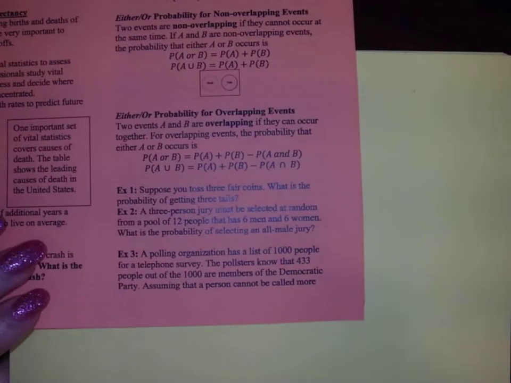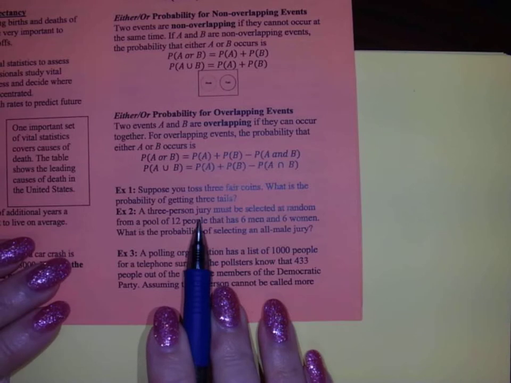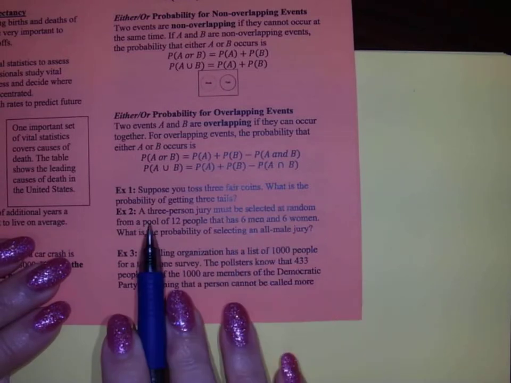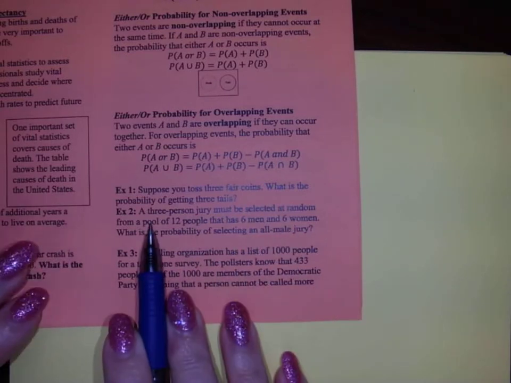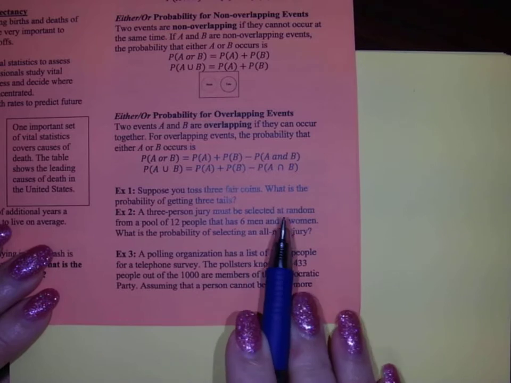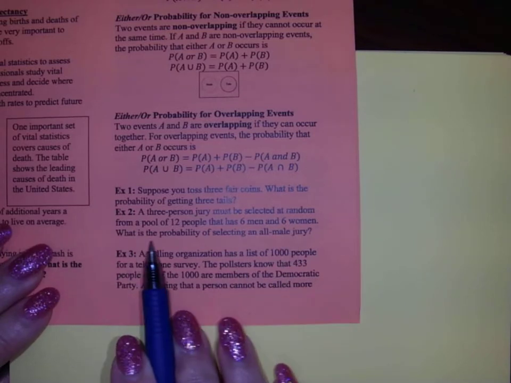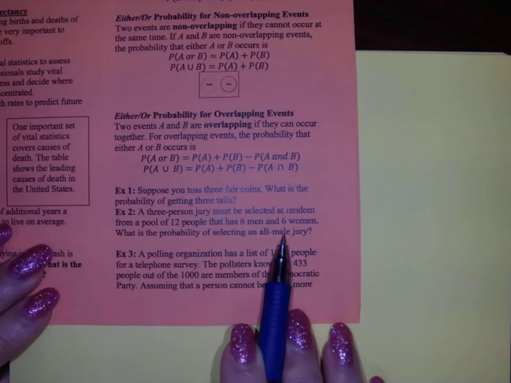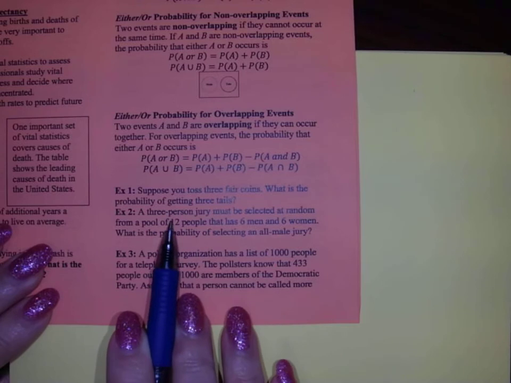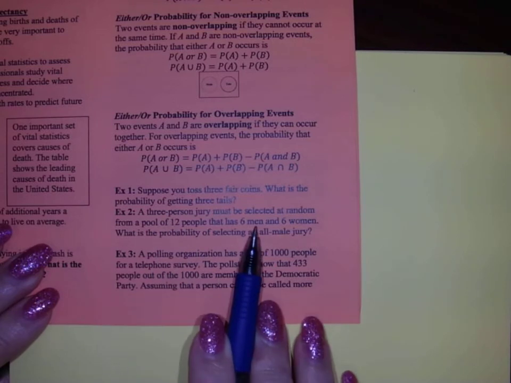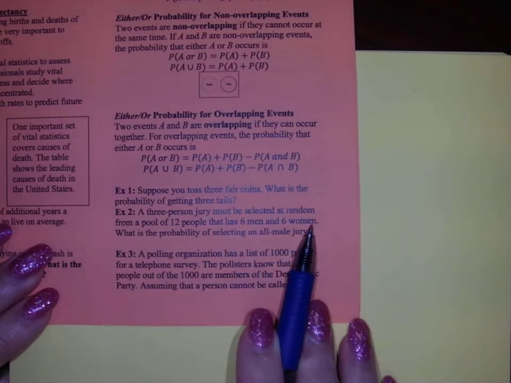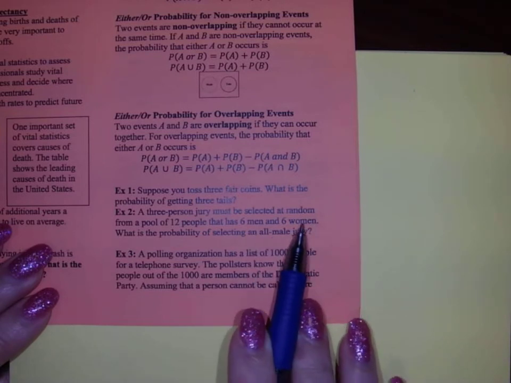All right, example 2. A 3-person jury must be selected at random from a pool of 12 people that has 6 men and 6 women. What is the probability of selecting an all-male jury? So we have 12 people, but 6 of them are men and 6 of them are women. So what's the probability of getting an all-male jury?